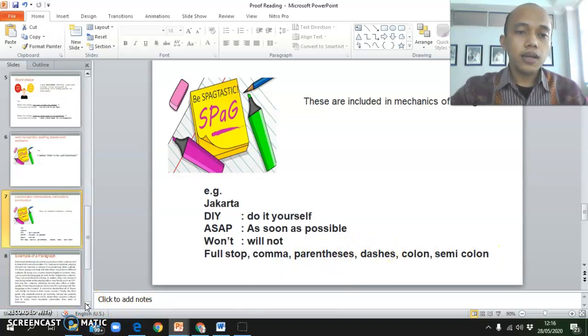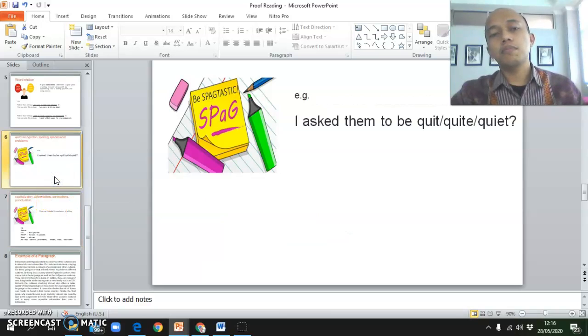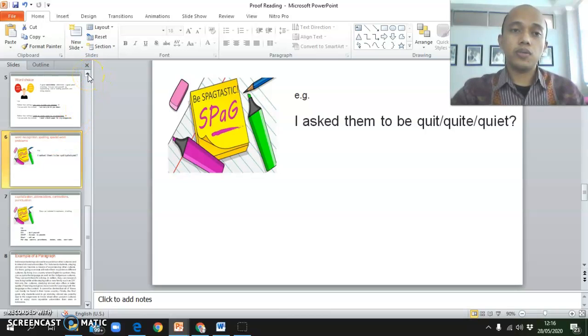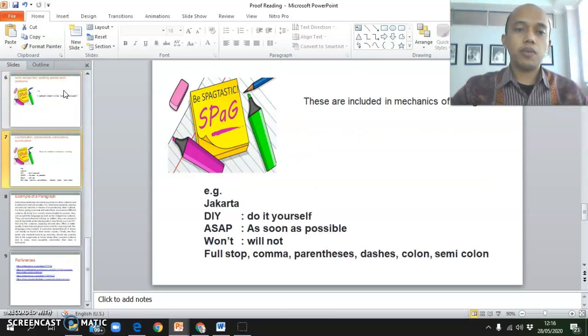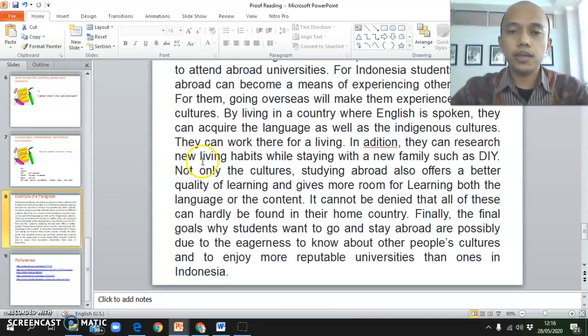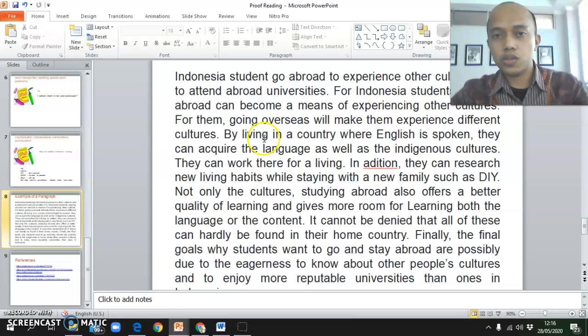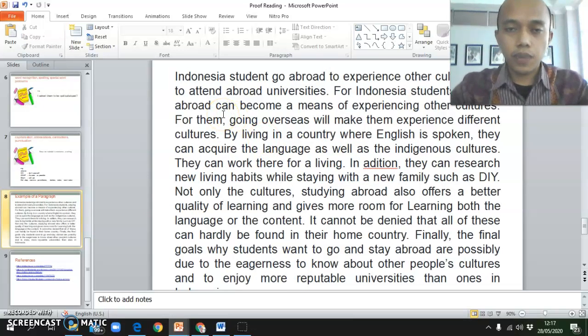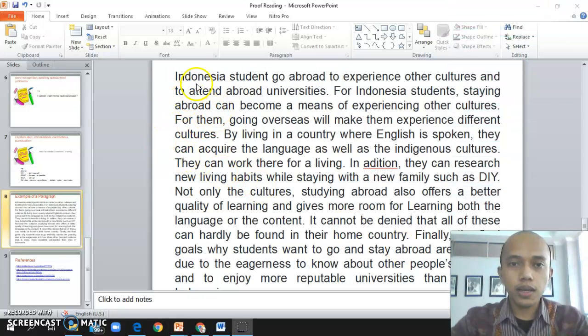Now, as you already are familiar with some things that we need to take into account in doing proofreading, now let's come to an example. I would like to give you an example on how to edit a simple paragraph. This paragraph, I took it from a certain source on the internet. Then I would like to go with you and proofread this paragraph. Well, let's start from the first one.